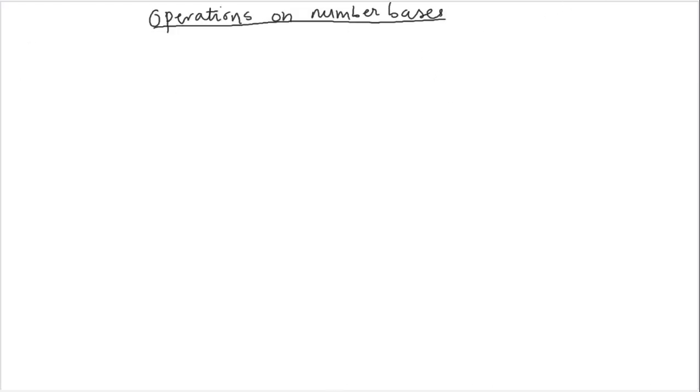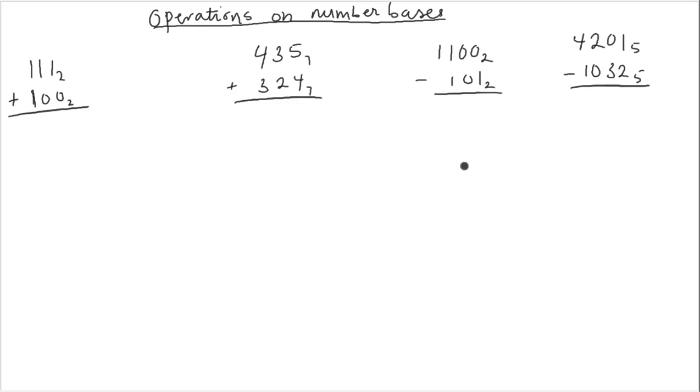Okay, let's look at some operations on number bases. Let's look at these examples. So let's begin with the first one. 1 plus 0 is 1. 1 plus 0 here too is 1. 1 plus 1 is 2. 2 base 2 is 1, 0. So 111 base 2 plus 100 base 2 is equal to 1011 base 2. Easy, right? Let's look at the second example.